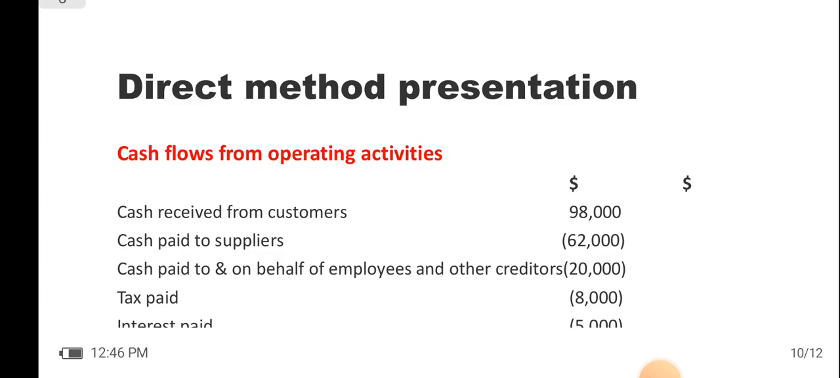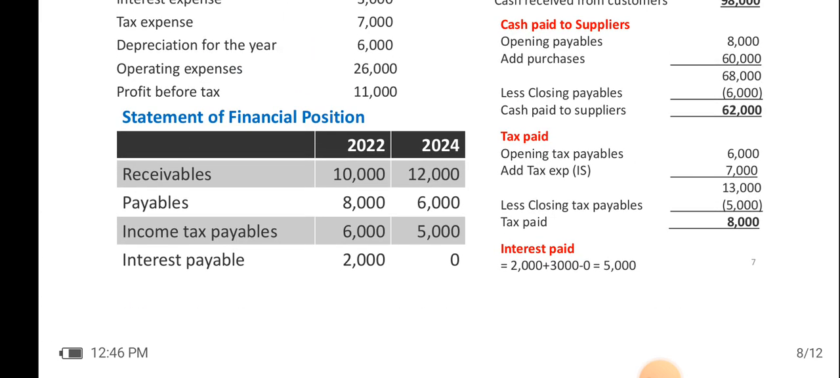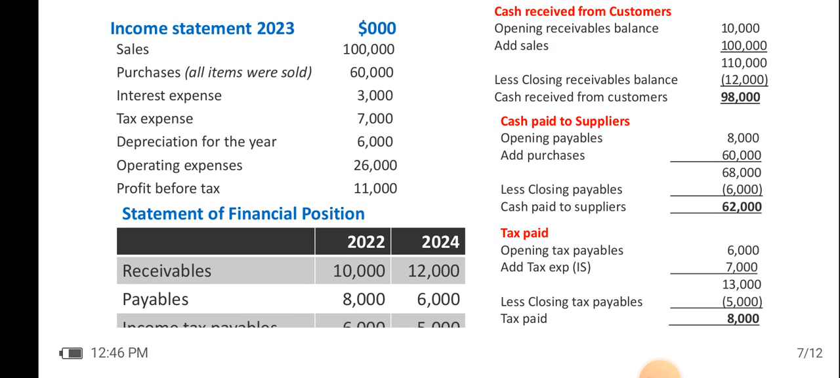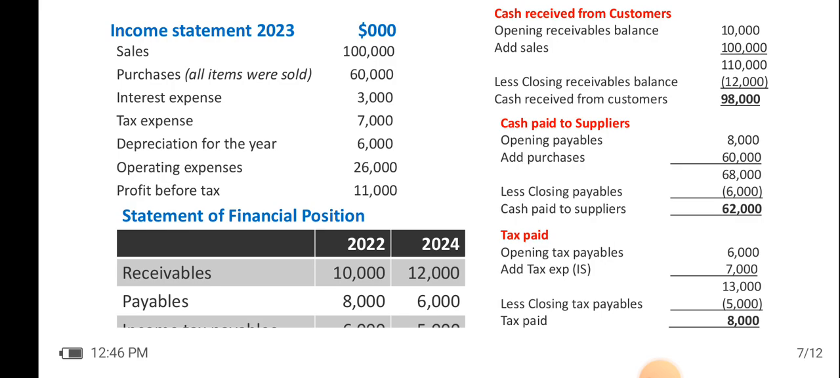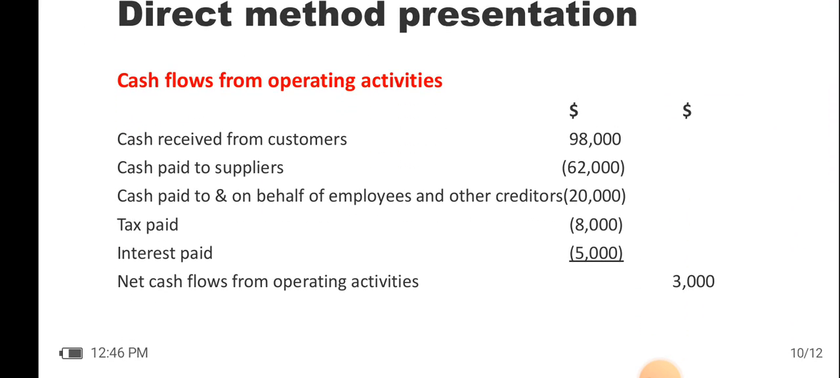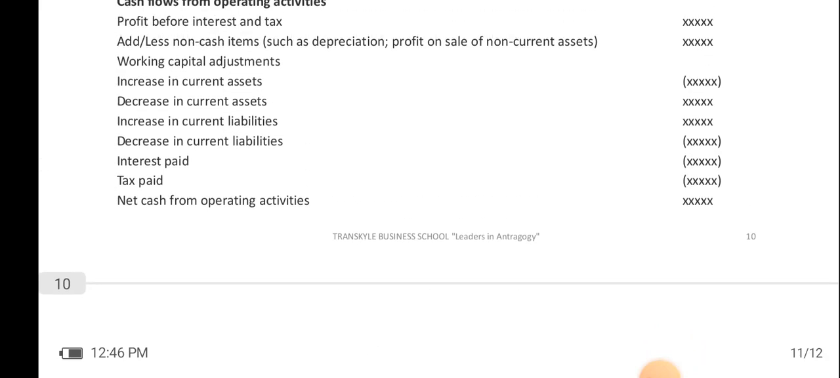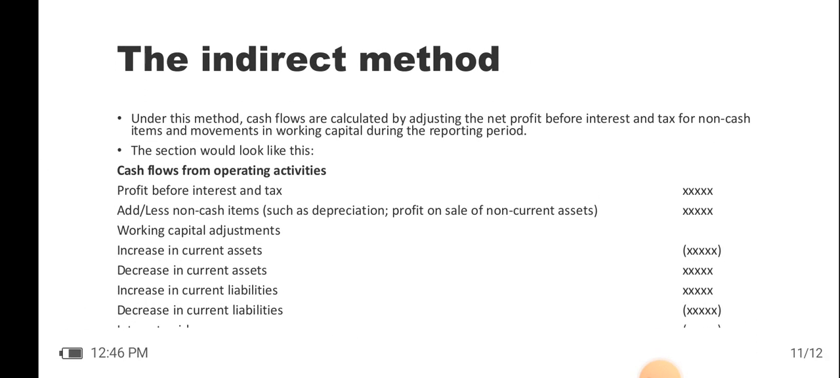Now this is the presentation. All these figures have been taken from our workings. For example, the cash received from customers was 98,000. This is the figure which we found on the top right corner there. Cash paid to suppliers was 62,000, and this is the same figure which we present here. Are we together? All right, so the direct method is done.